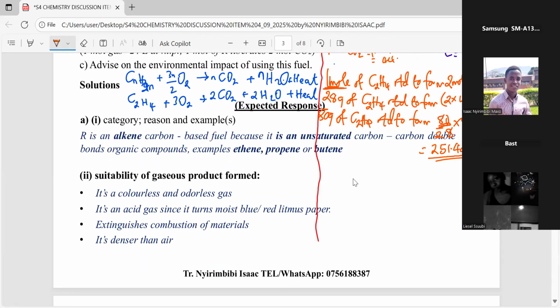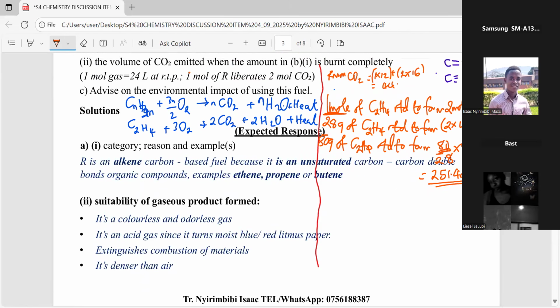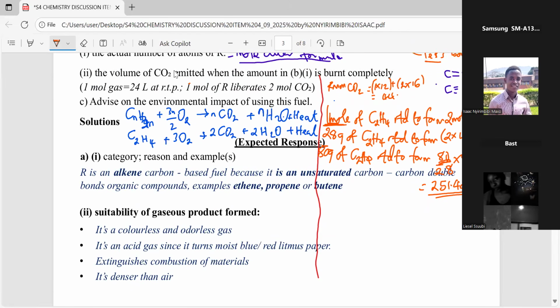Then, if... okay, so they want us to find the volume, the volume in liters at room temperature. So it's going to be 88 grams.